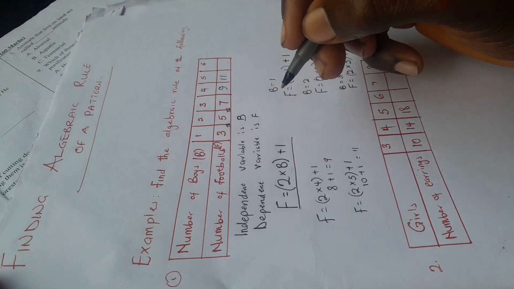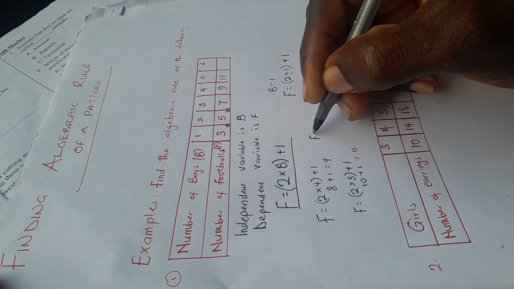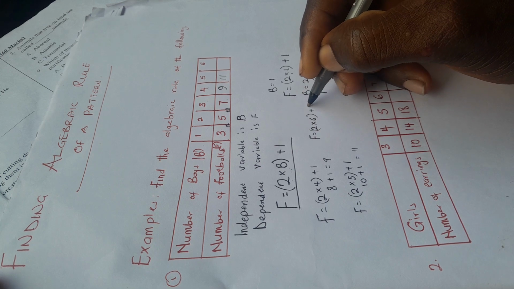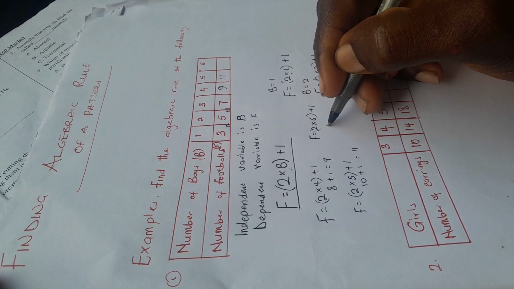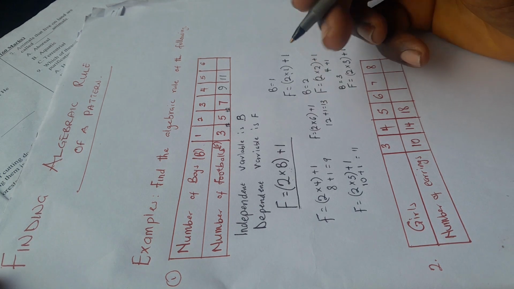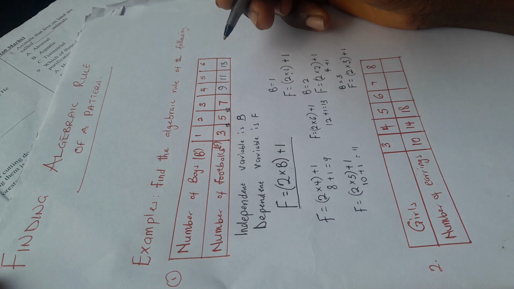Then finally, if b is equal to 6, then f will be 2 times 6 plus 1. The 2 times 6 gives us 12 plus 1, and that gives us 13. So the value that corresponds with 6 here is 13.